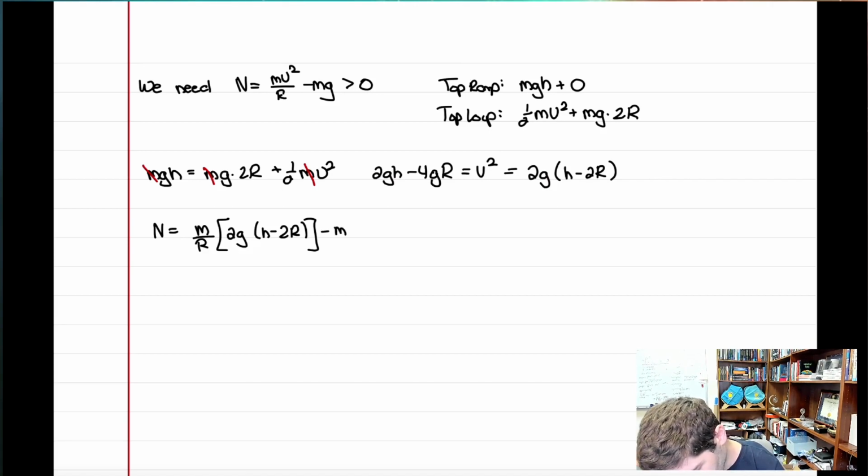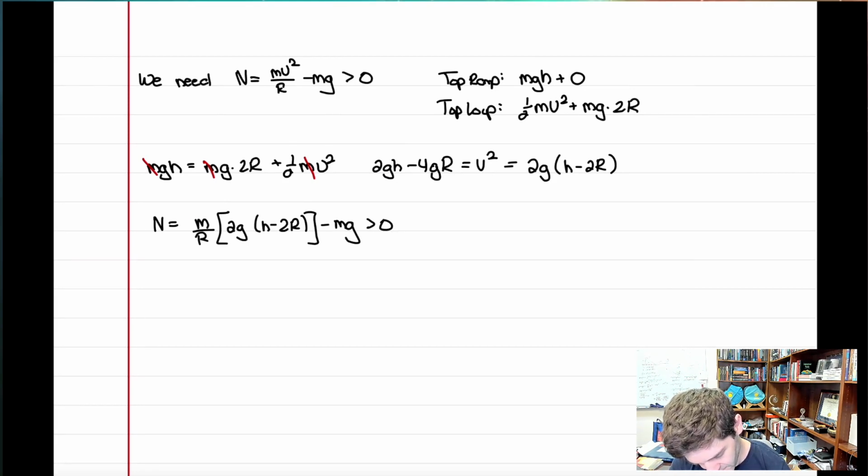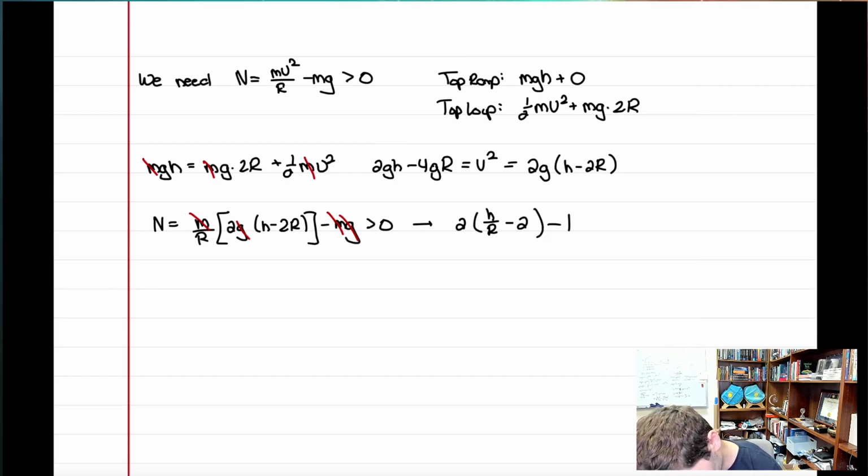Then I subtract away mg, and I want that to be greater than 0 if I'm still going to be in contact with the track. So again, I can get rid of those m's, and I can get rid of the g's as well. So if I multiply the r in, it looks like it's 2h over r minus 4, when I divide by r there. Minus 1 is greater than 0. That must be true.